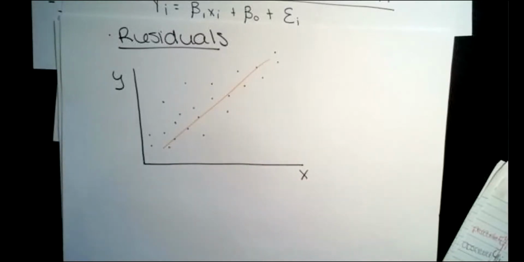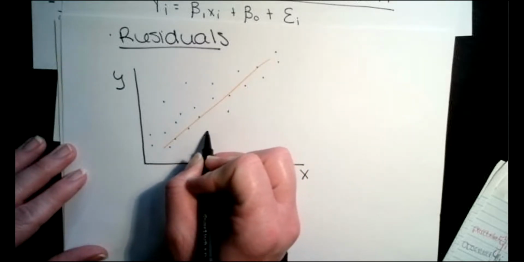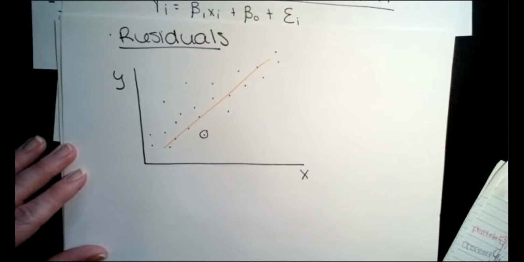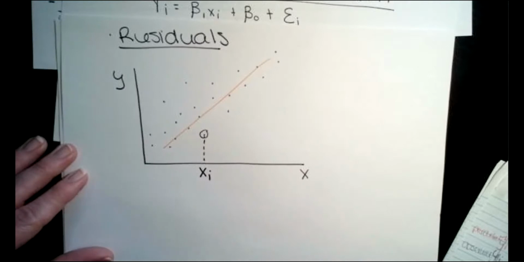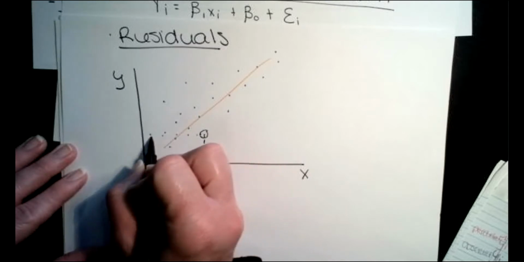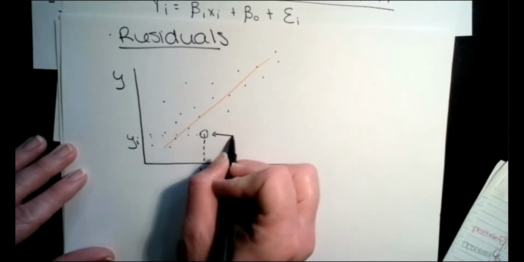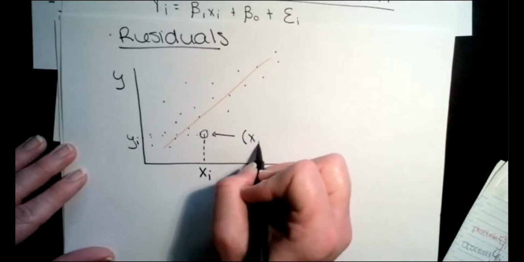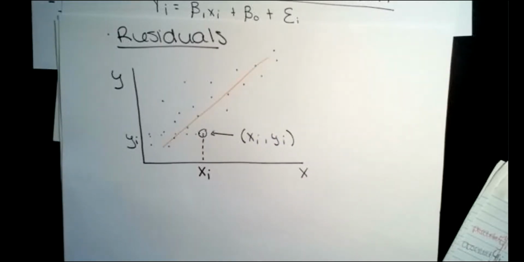So what we're looking at is if we take some X value, maybe this one right here, and this is Xi. When we look over here for Y, that's Yi. So this point right here is Xi, Yi. It's just one of my points.